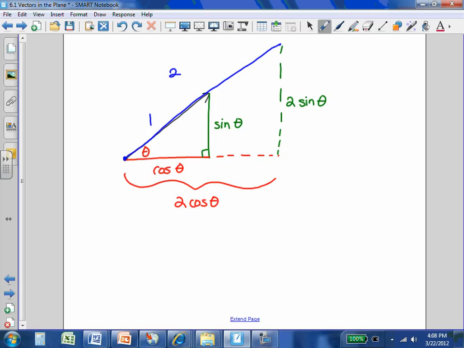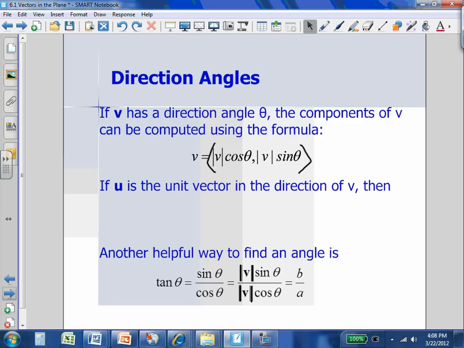Notice that's also the magnitude of this blue vector. Its magnitude is 2. So that's the idea behind what you see here. We have the magnitude times the cosine for the horizontal component, and we have the magnitude of the vector times the sine of the angle for the vertical component. So it's just taking a unit vector and stretching it out.